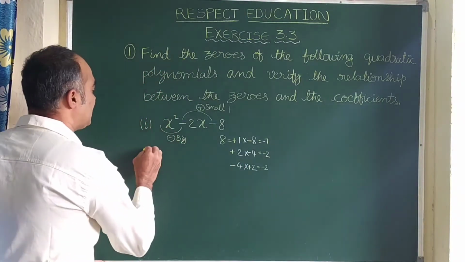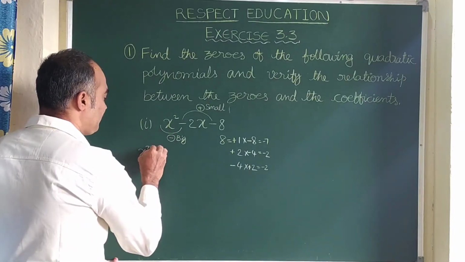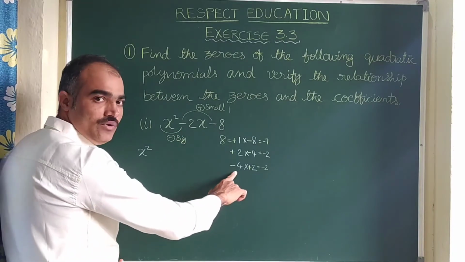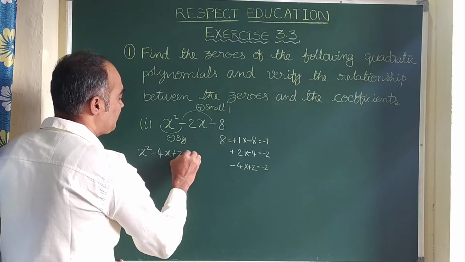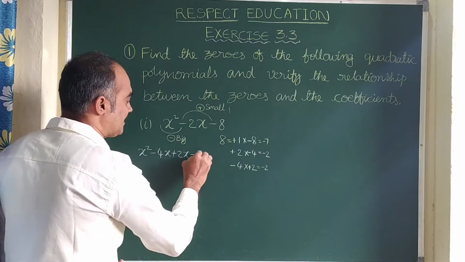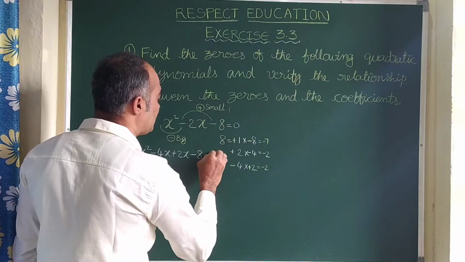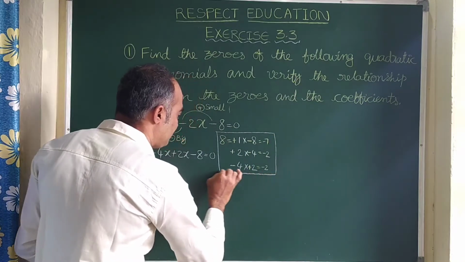So here I am splitting the middle term. I am writing x square as it is, minus 2x I am writing as minus 4x plus 2x, and minus 8 let us write as it is. We are finding the zeros, so let us take it equal to 0. This is finding the factors.